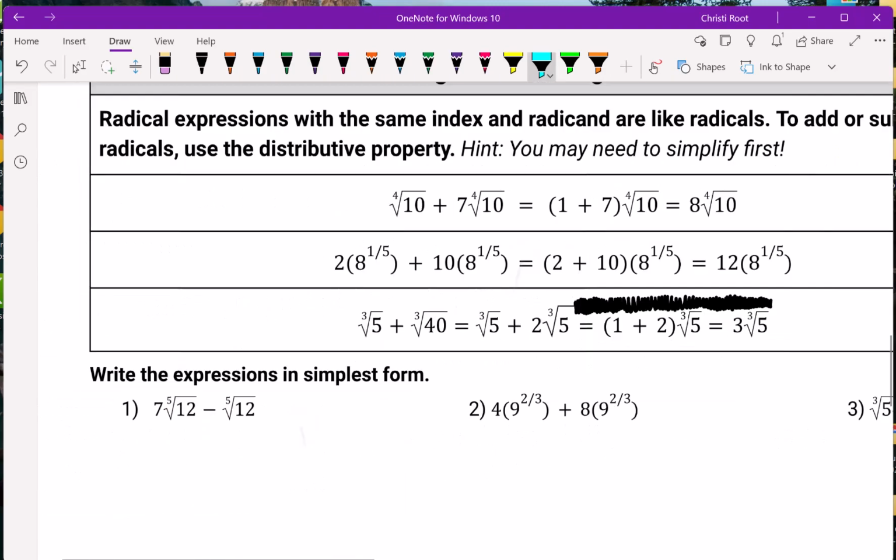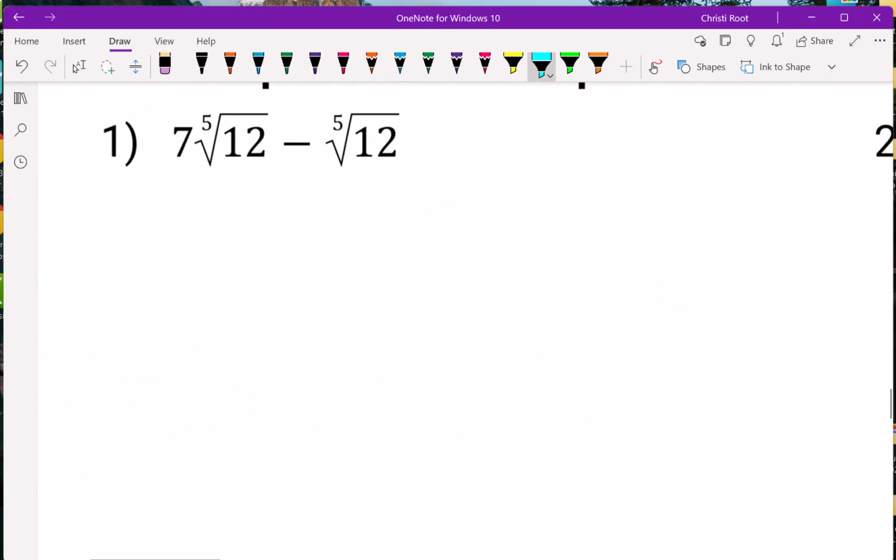So let's look at the first example right here. These aren't square roots, they are fifth roots. And notice how I have 7 of them right here. So I'm going to take my highlighter and say, hey, I've got 7 of these. I have 7 fifth roots of 12. How many do I have over here? I have 1. So if you don't see the number in front of your radical, you can put a 1 there. It's just like x. If you don't see the number in front of it, there's a 1 in front of it.